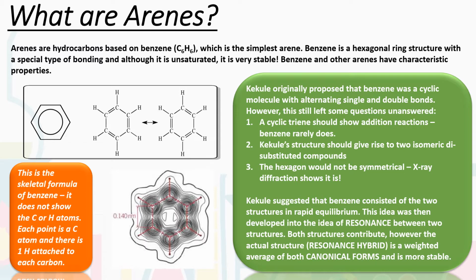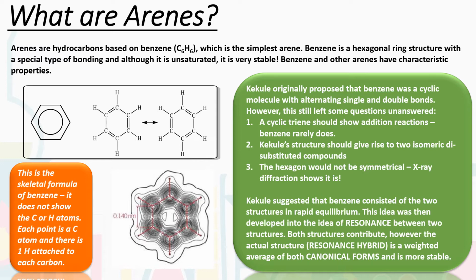So Kekulé suggested that benzene consisted of these two structures in rapid equilibrium. And this idea was further then developed into the idea of what we call resonance between two structures. The structure that we see on the left, which has the hexagon with a circle in the middle, is the true resonance hybrid structure. That is the structure that actually exists of benzene. And what we can say is that it's a weighted average of the two localized structures, what we call canonical forms. These are the benzene that we've shown there with the alternating single and double bonds.